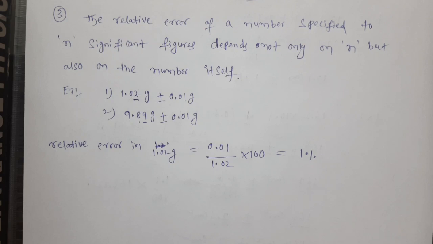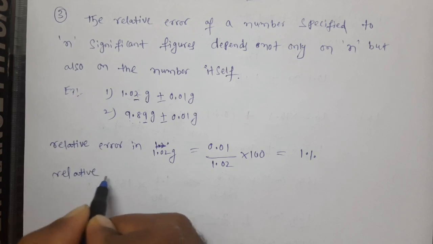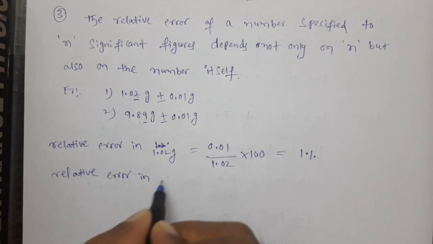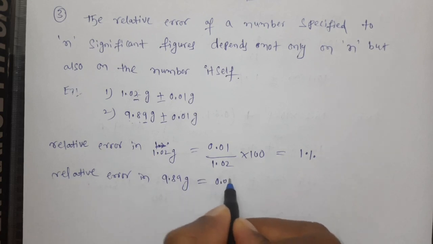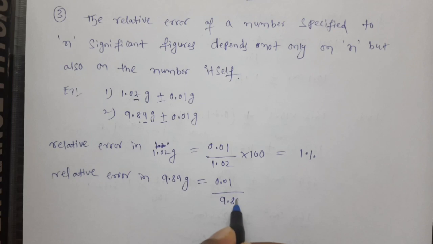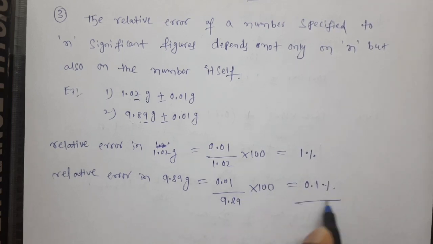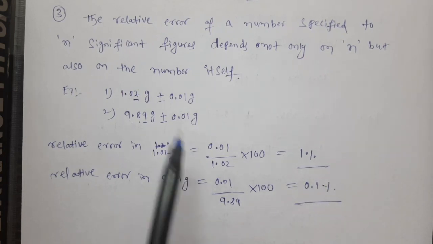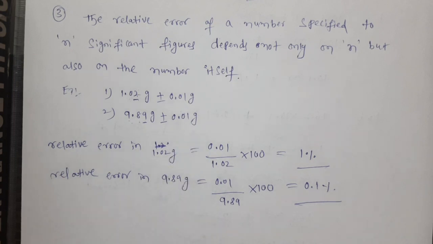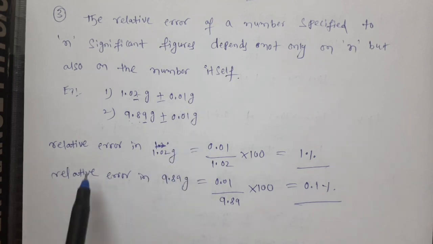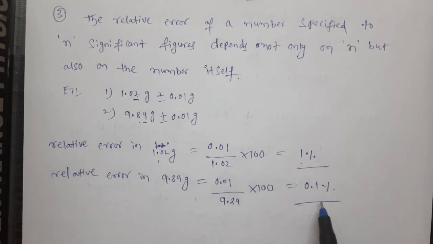And the relative error in 9.89 grams: 0.01 by 9.89 into 100, we will get 0.1 percentage. See here, in both cases the error is the same, 0.01 grams and 0.01 grams. But the relative error in the first measurement is 1 percentage, while the relative error in the second measurement is 0.1 percentage. That means less, right? That is what we are telling here.